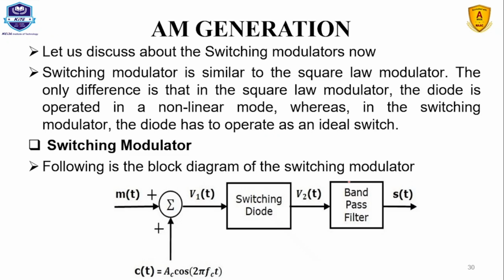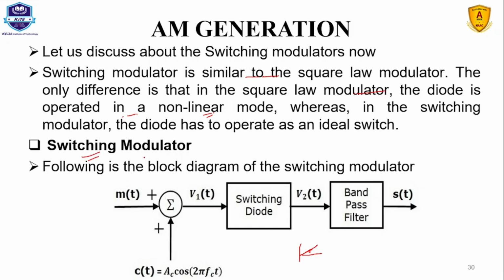Now coming to the switching modulator. How does the switching modulator work? The switching modulator is a similar device to the square law modulator, but the only difference is that here the diode is operated in a non-linear mode. Non-linear mode means the output is not dependent on the input scaling factor, and it can take any value with respect to the input. So it is called the switching modulator.